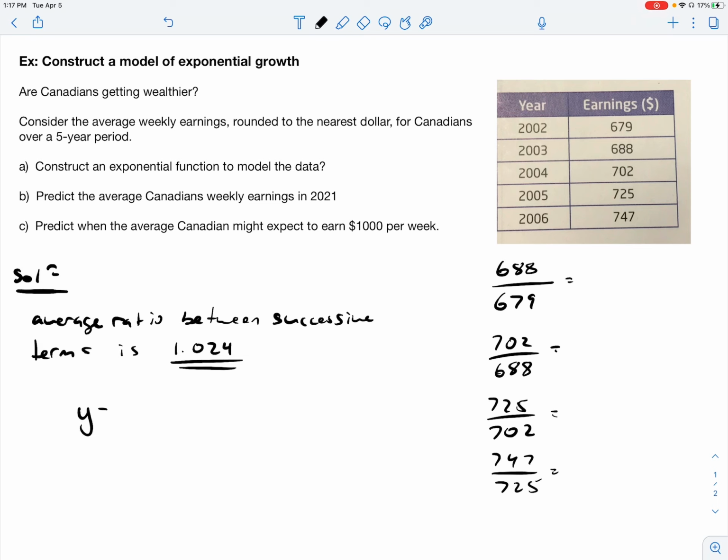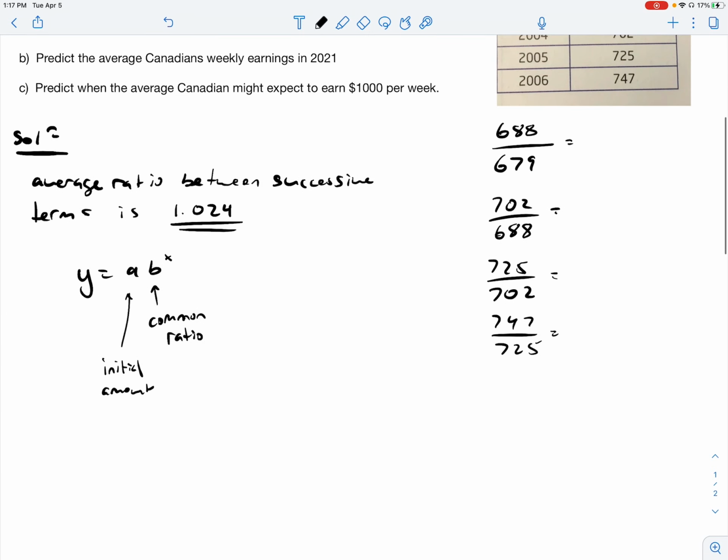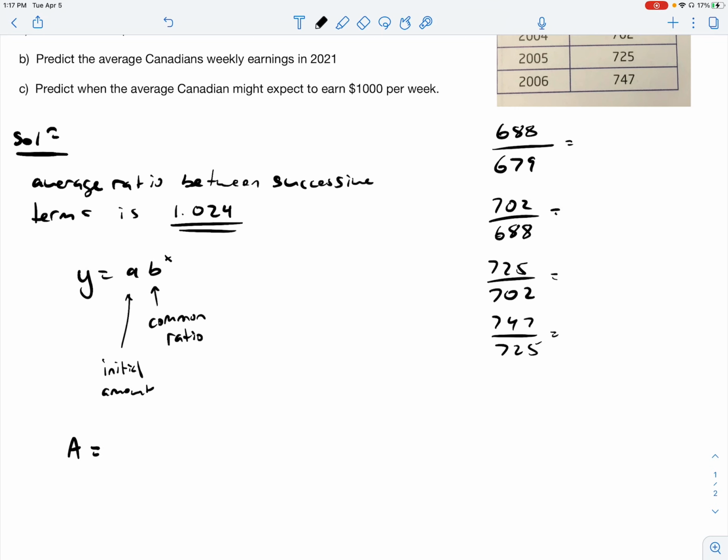Well, our general equation follows this form, right? And remember, B is always that constant ratio or that common ratio between the terms. And A is always our initial amount. So because we're talking about money, I'm going to write an equation, A, for the amount.